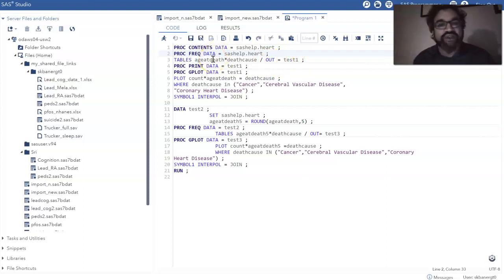Then you go into tables. What do you want the tables to say? These are the two variables that the table will be assessing: age at death versus death cause. Now, we want to define some of this data set. What is going to be in the output? That is what we're going to define now. So we've identified what tables we want and what file that's going to be. And we're going to be calling that test one in subsequent lines. But we haven't quite identified what it is that we're looking for.